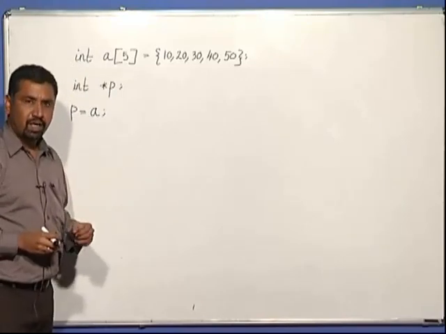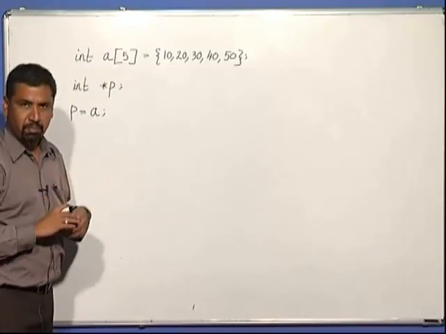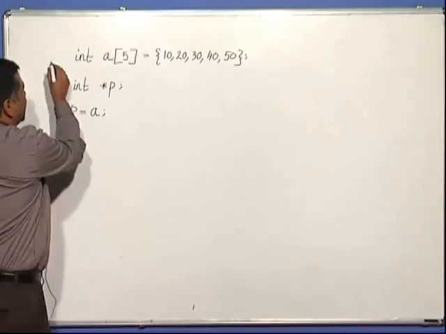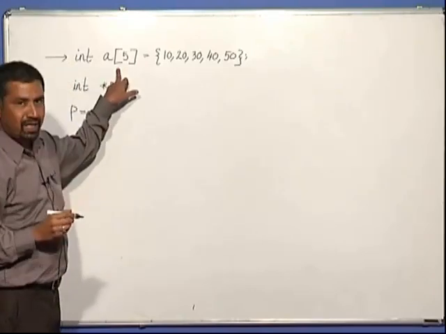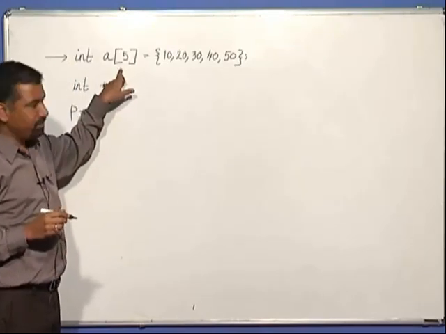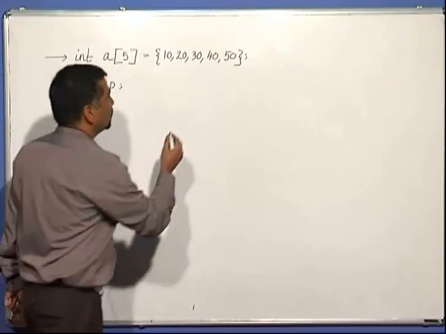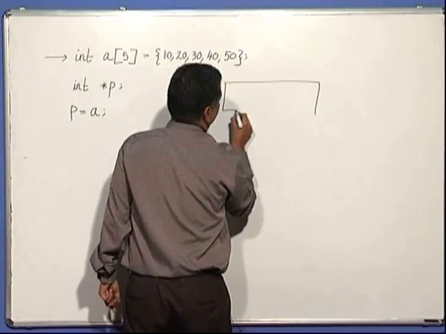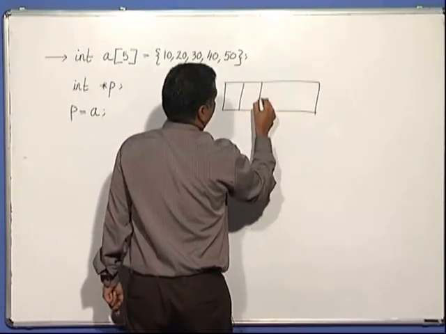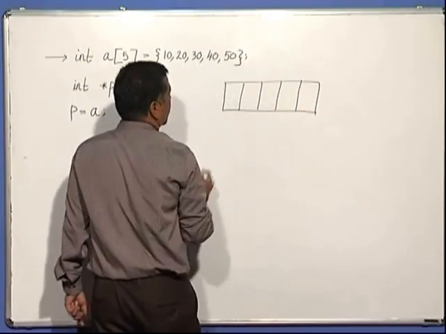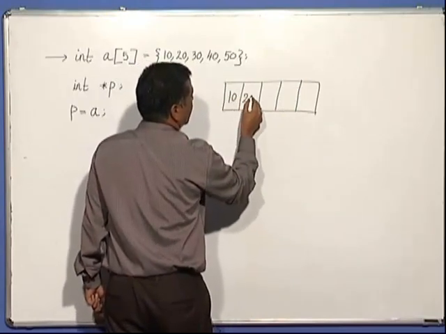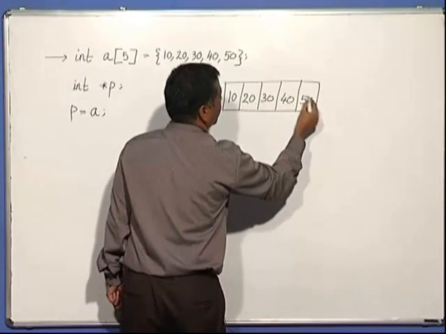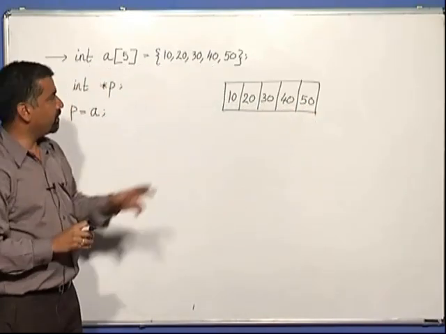Now, let us try to look at the relationship between pointers and arrays. In the first line, you can see that I am declaring an integer array of size 5, and I am initializing the values. So, this would result like this: 10, 20, 30, 40 and 50.